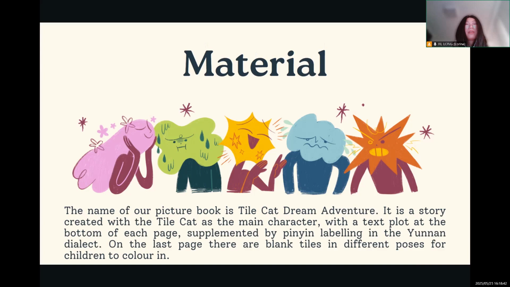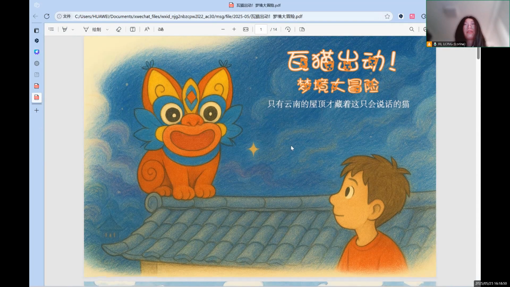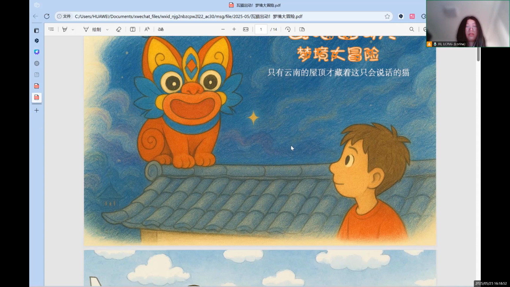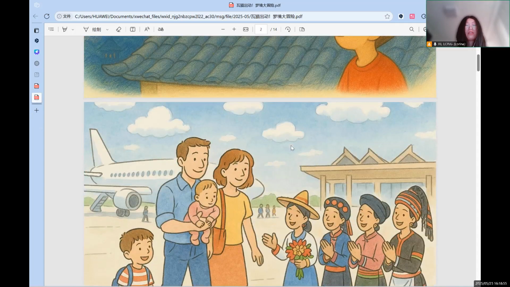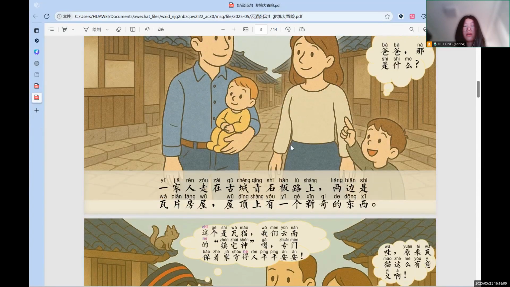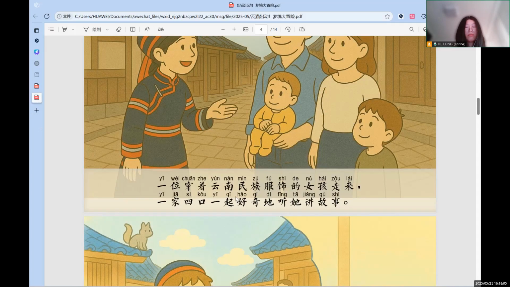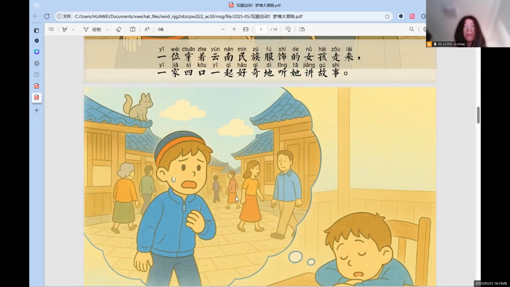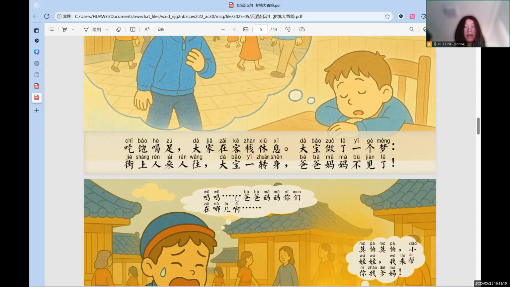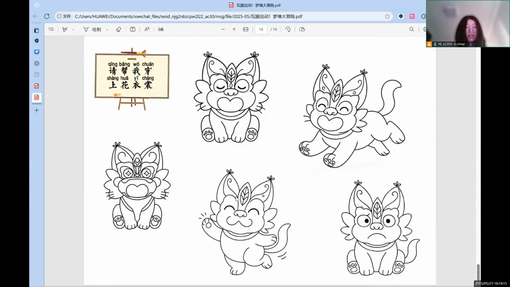The name of our picture book is Talcat Dream Adventure. And this is our picture book. It is a story created with the Talcat as the main character, with the text plot at the bottom of each page, supplemented by pinyin labeling in Yunnan dialect. At the last page, there are blank Talcat figures in different poses for children to color.